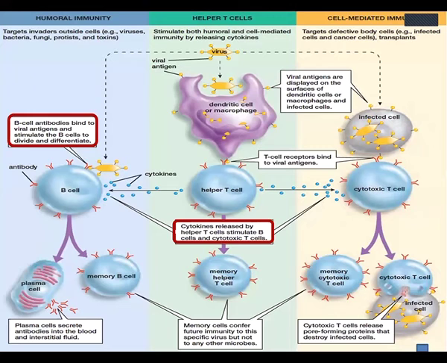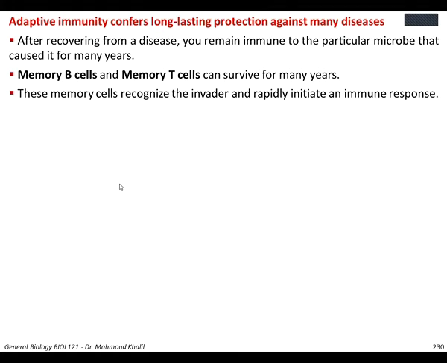Okay, this slide, as we said, summarizes the major events that occur in the adaptive immune response. And you can see as well how the helper T cell can coordinate the action of the different components of the adaptive immune response. So let's see here, after recovering from the disease, the individual becomes immune to a particular microbe for many years.